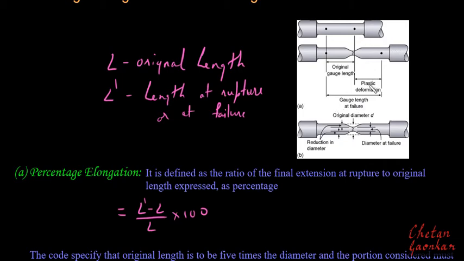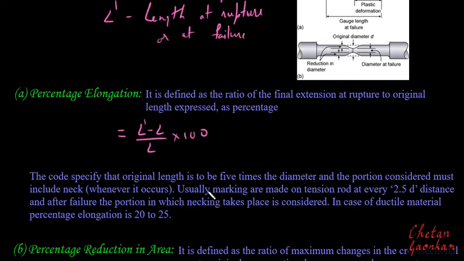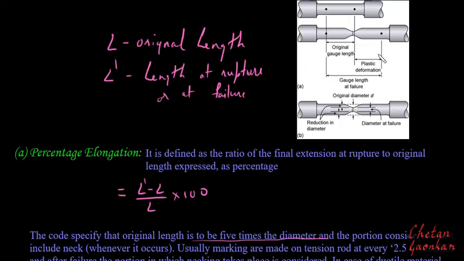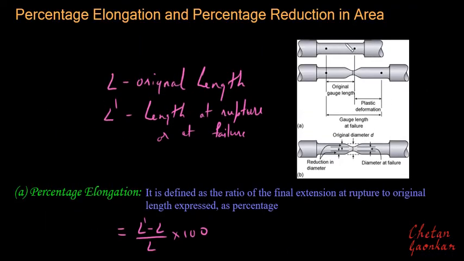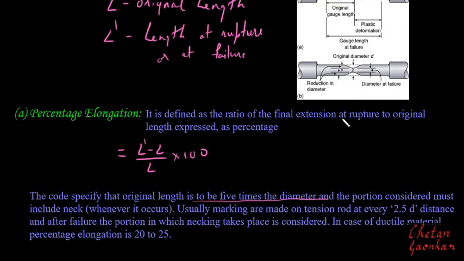Now regarding this specimen, usually the code specifies that the original length should be 5 times the diameter. See, this original length should be actually 5 times this diameter. All right, and the markings are made at every 2.5 times the distance. So this is how a standard specimen is prepared. And we need to observe carefully that in case of ductile material, the percentage elongation is somewhere between 20 to 25%. All right, this was about percentage elongation.